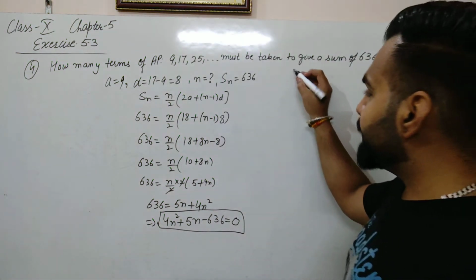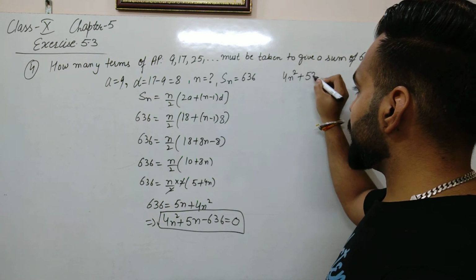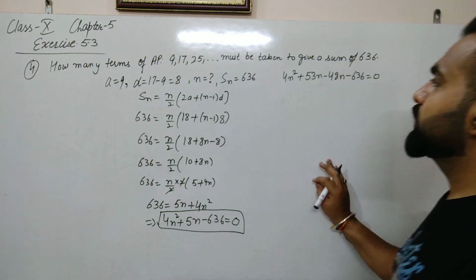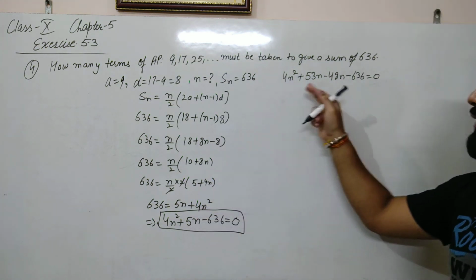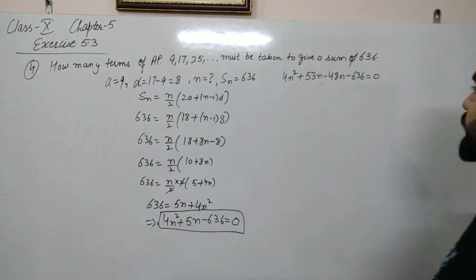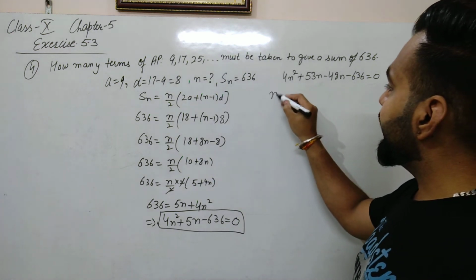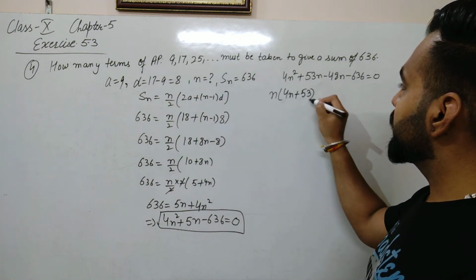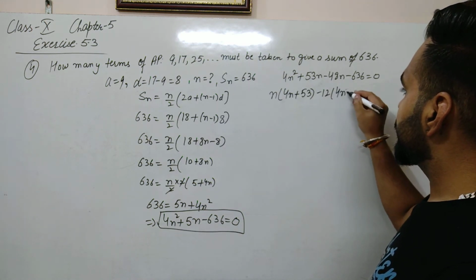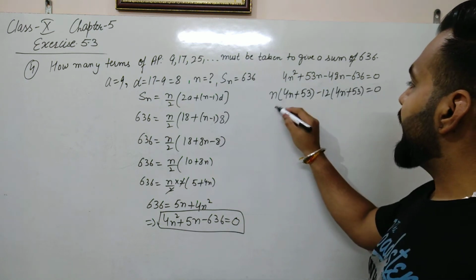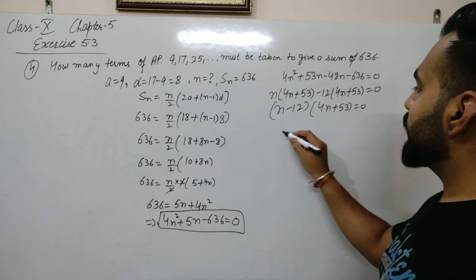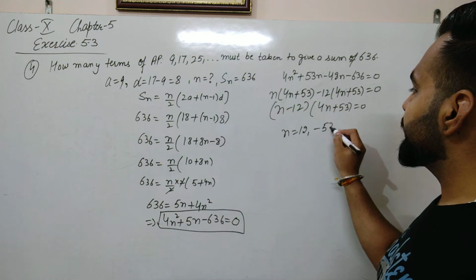Clear? So here the factors will be 4n square plus 53n minus 48n minus 336 equal to 0. 53 minus 48 is 5. If we multiply these two numbers, the answer will be 336 into 4. So here we can take n common: n into 4n plus 53, minus 12 into n plus 4n plus 53. So n minus 12, 4n plus 53. So from here n is equal to 12 and minus 53 by 4.